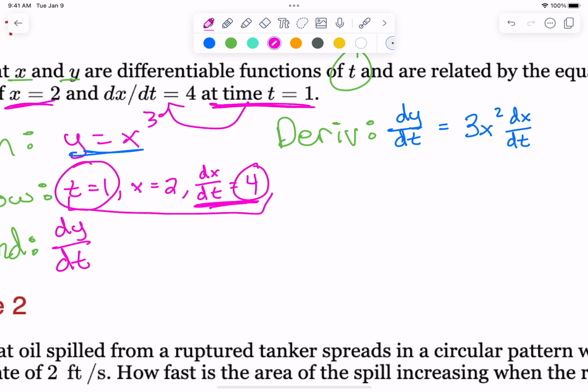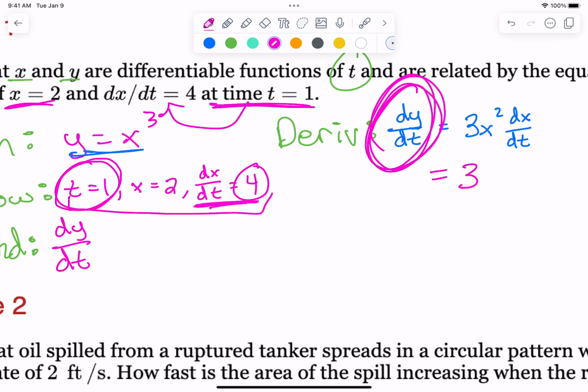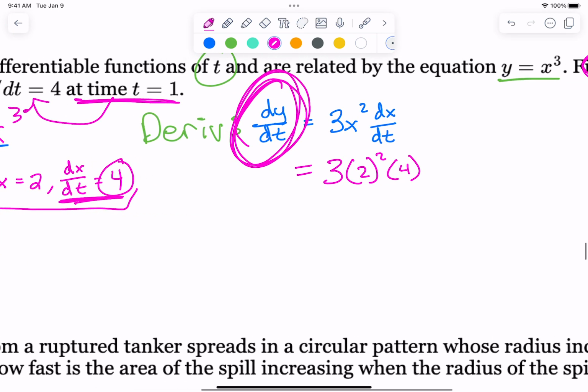All right, now we just plop all our variables in. I don't even have a t variable, but they just say t is 1. Whatever, we're just looking at 1 second. I am finding dy dt, so this is what I'm trying to do, and I just plop everything else in. We know x is 2, so I'm going to plug 2 in there, and dx dt is 4. So the rate that y is changing with respect to time is, I don't know, 48.